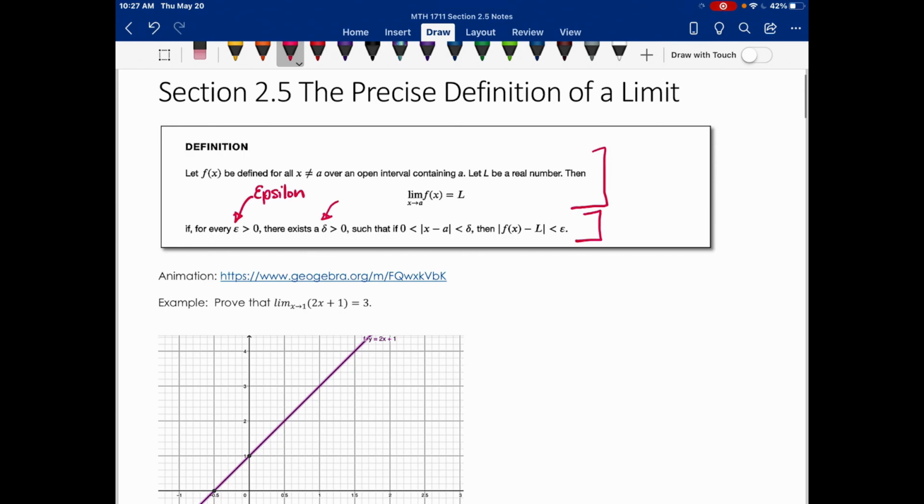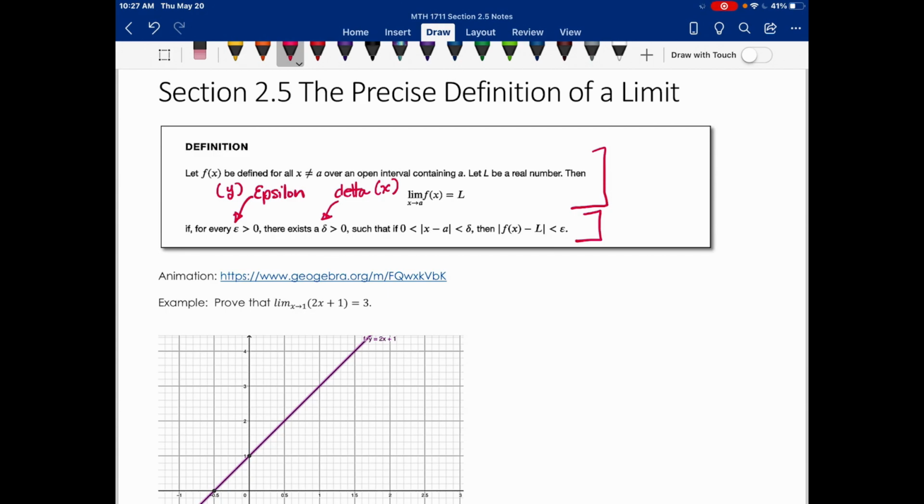This symbol right here that looks like an 8 that hasn't been completed, this is called delta. That is also going to represent a small distance, so that also has to be positive. And the delta is going to represent the distance on the x-axis. So let me put in parentheses here that epsilon is going to represent a distance on the y-axis, and delta represents a distance on the x-axis.